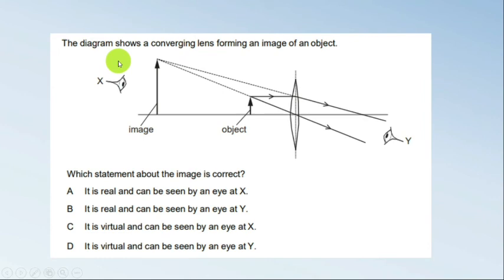No, for sure no. How? You are here. This is the magnifying glass. Here is the object, the book, for example. While you are here, you will see this. But if someone is standing here behind the book, how will they see this image? For sure, no. So the answer is not X. The answer is Y. It is virtual and can be seen by an eye at Y. Yes, that's true. The answer is what? D.